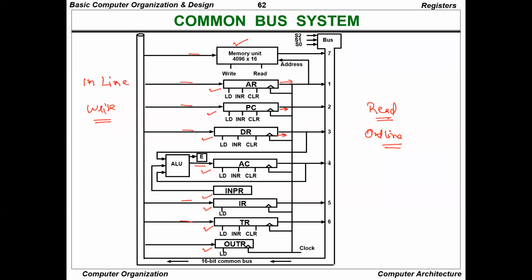Okay. Now let me give you an example. Let us suppose that we want to copy some value. For example, if we want to copy a value from memory into the address register, if we want to copy the value from some location of memory to the address register, how will we take it there?